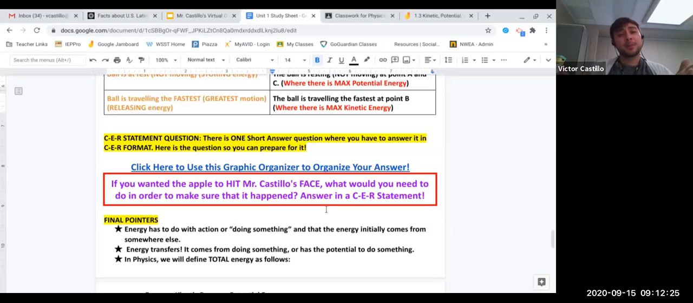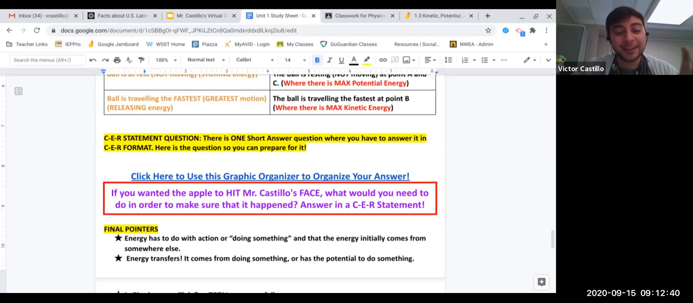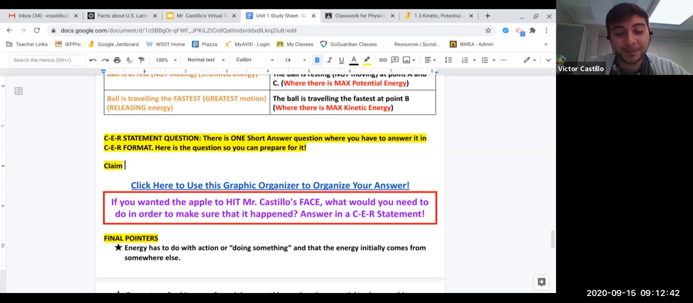Awesome. So the last part we have is the CER statement question, right? Remember, on your test, there's going to be one big chunk where it's going to be a short answer response, and you have to do it in CER statement. In case you forgot what that means, it's a claim, evidence, and reasoning statement, right? So it's how you properly answer questions.